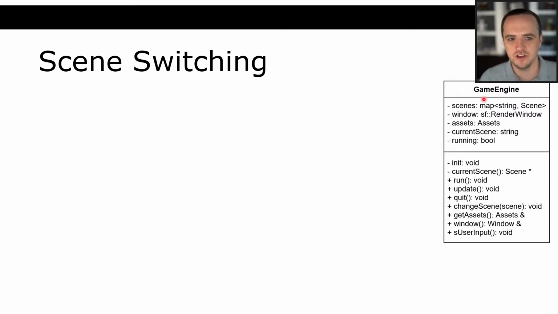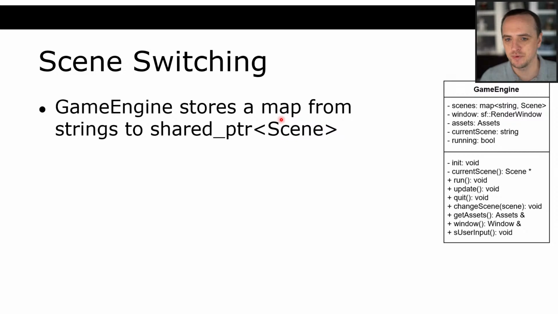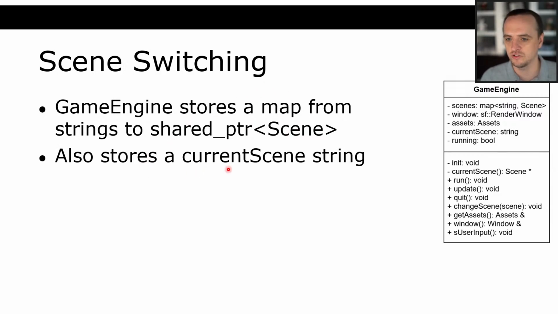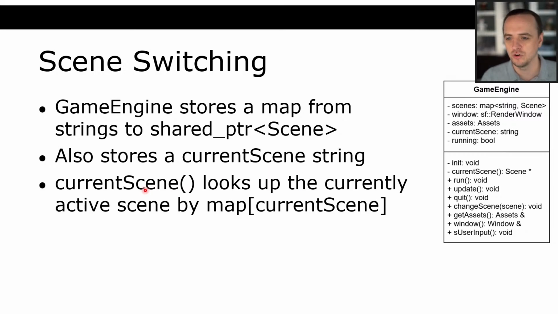As you can see over here, the game engine stores a map from strings to shared pointers of scenes. So we're going to be using shared pointers again for scenes. It also stores a current scene string. Current scene looks up the currently active scene by calling map current scene. This string stores the name of the current scene. For example, it could be gameplay, menu, or dialogue. Whenever we go to say, which scene am I currently running? I just look at that string and look it up in the map.